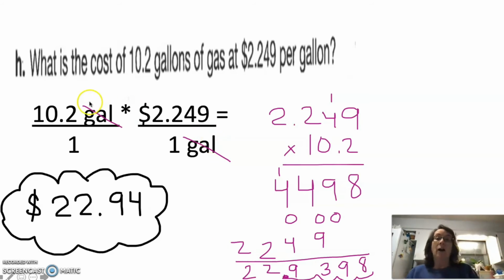So now, all we have to do is multiply 10.2 times 2.249. I did that for you over here. It was a long problem. And since I had 1, 2, 3, 4 decimals over here, I'm going to have 1, 2, 3, 4 decimals in the answer. So I end up with 22.9398, which we're going to round to 22.94. So $22.94 is what you would pay for that amount of gas.